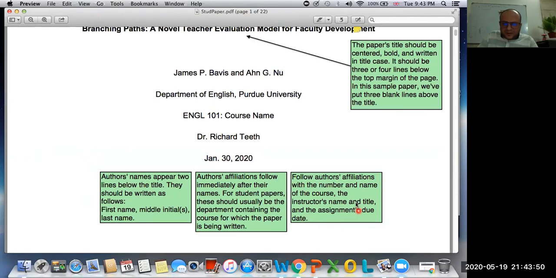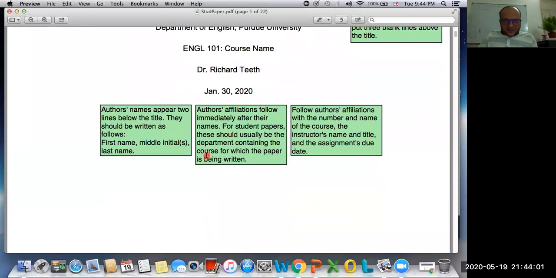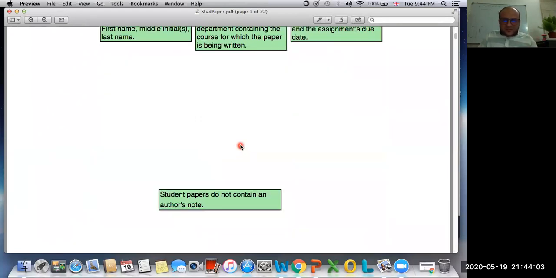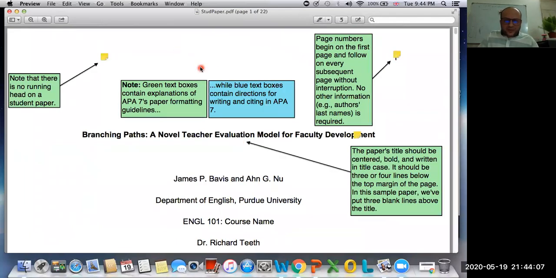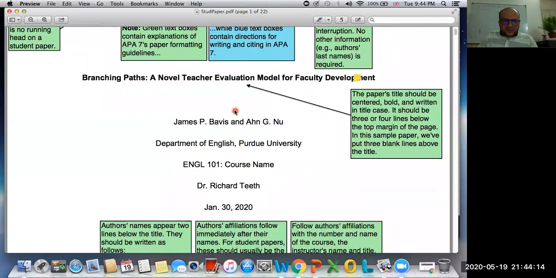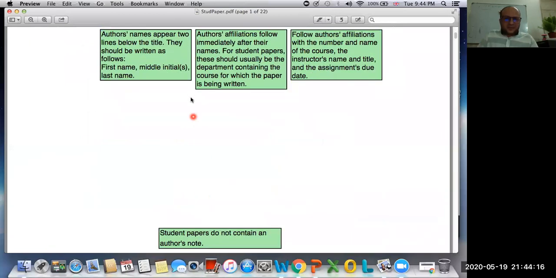And also, what you should include is the assignment's due date. Okay, I mean the submission date. And this is the standardized way to create your first research paper. Your first page in your research paper. And this is very easy, I think, right? Great.